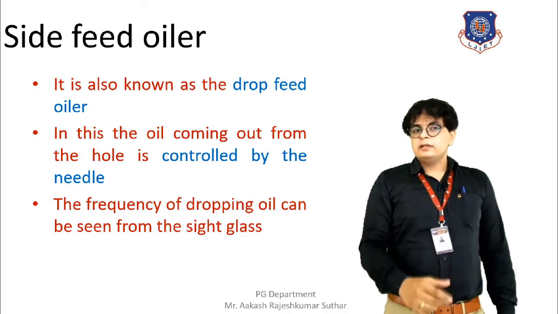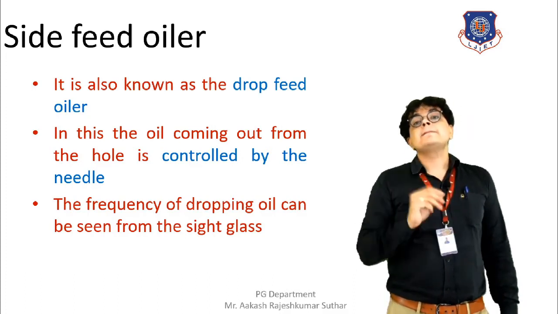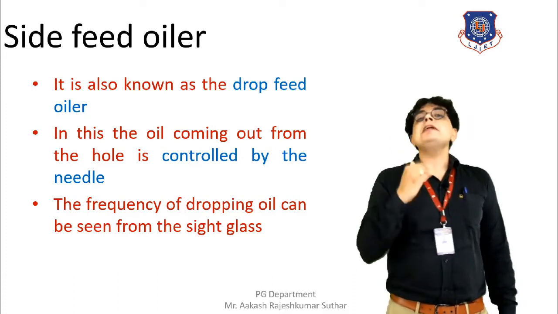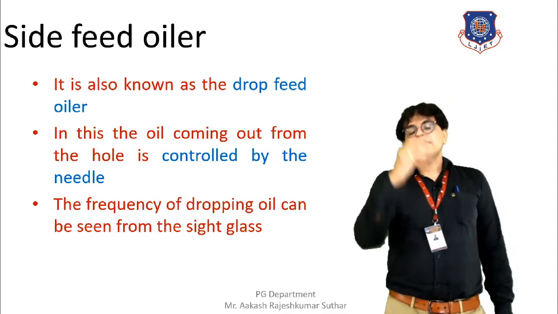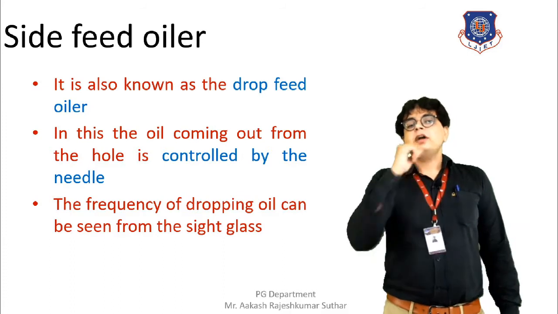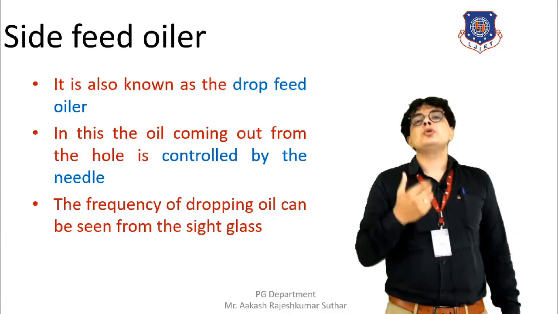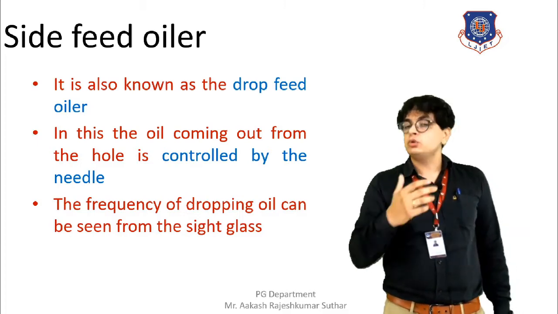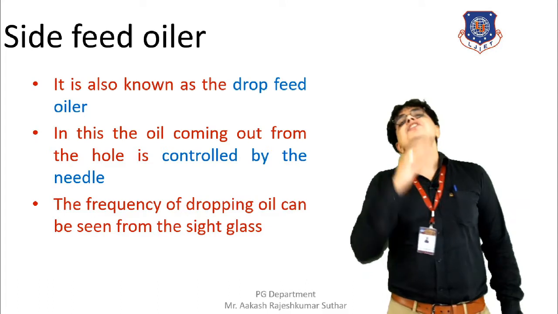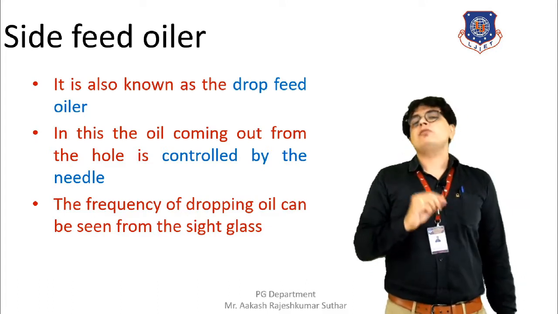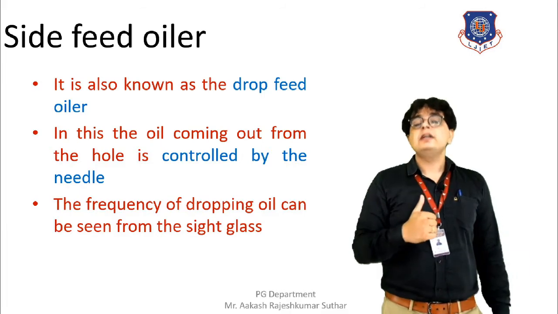And there is a speciality of the side feed oiler that we can see the dropping of the oil from the side glass. We have a side glass where the dropping of the oil can be seen, so that we can come to know the quantity that has been used and the other quantity that is required to be poured so that sufficient lubrication will be provided. So this is the speciality of the side feed oiler.